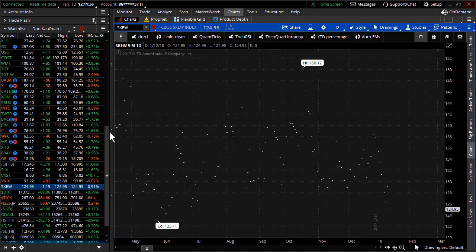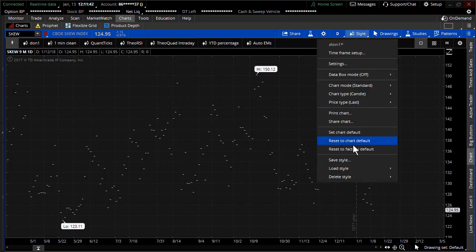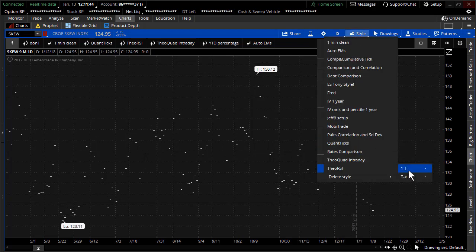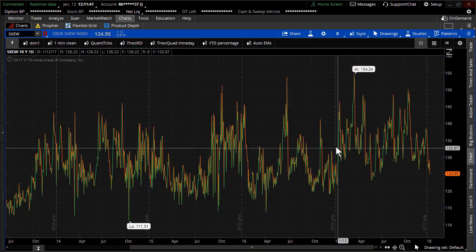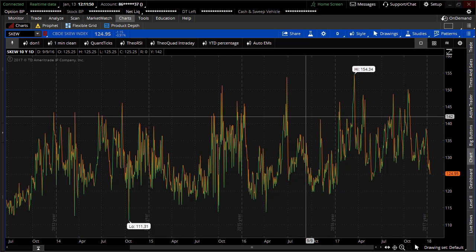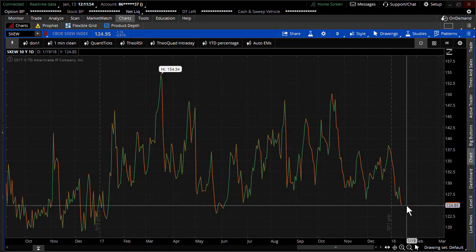Factor number 1, this is what we term skew. Skew is only calculated at the end of the day. So I've got a style here. All the style happens to be is just taking a look at what I call skew line. It's just a line chart because they calculate it at the end of the day. Skew recently has absolutely collapsed.